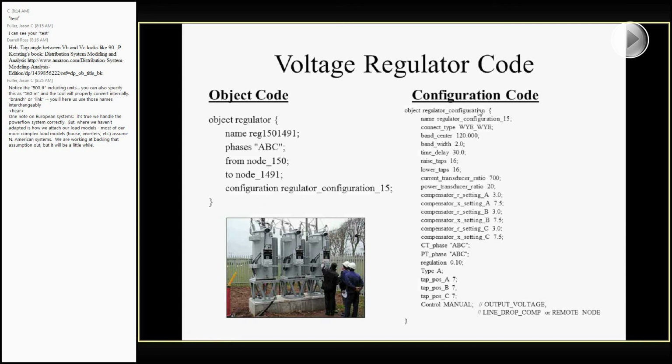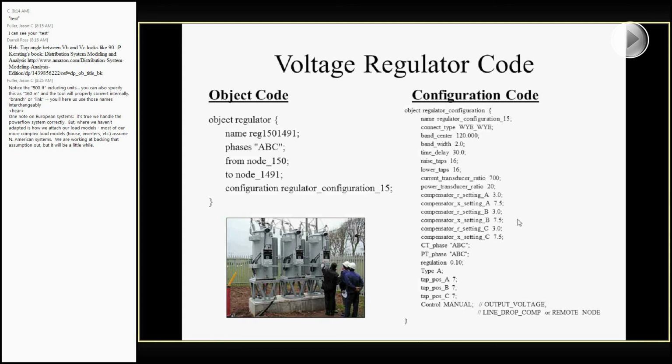It's not multiple objects like the line configurations. But you can see there's a lot of different settings inside here, and a lot of these are dictated by what particular mode of operation you want to put the regulator in. If you want to do it in what we call either manual control or output voltage, line drop compensation, or a remote sensing node. So obviously if you put it in line drop compensation, all of these compensator settings will be valid, but if you're not, then those pretty much won't do anything.